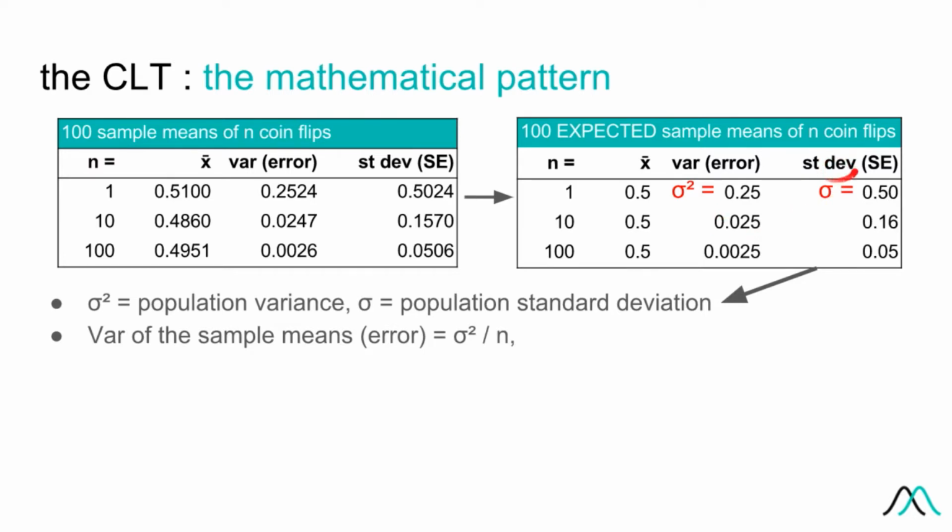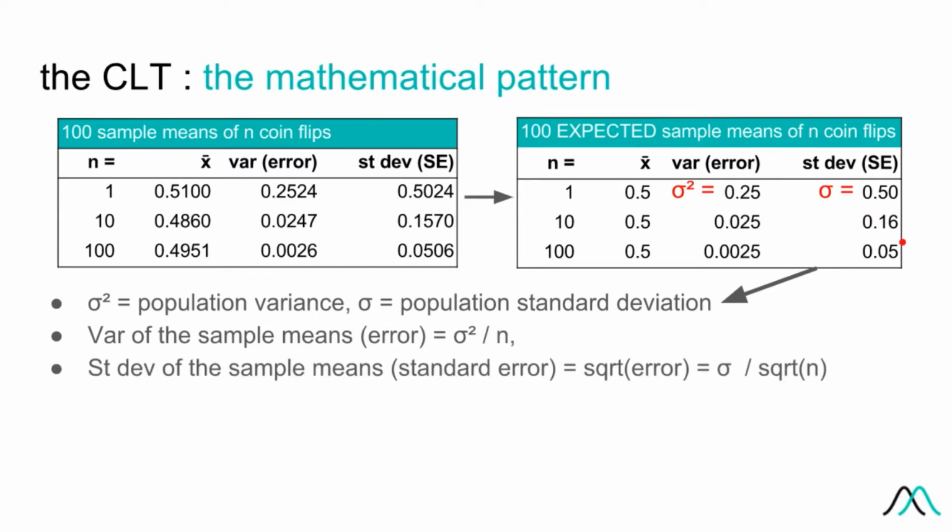Because standard deviation is always the square root of variance, the standard error, that is the standard deviation of the distribution of sample means, is the square root of that variance. So, for example, 0.025, the square root of that gives you 0.16. This formula simplifies into sigma divided by the square root of n. So 0.5, the original standard deviation, divided by the square root of 10 gives you 0.16.